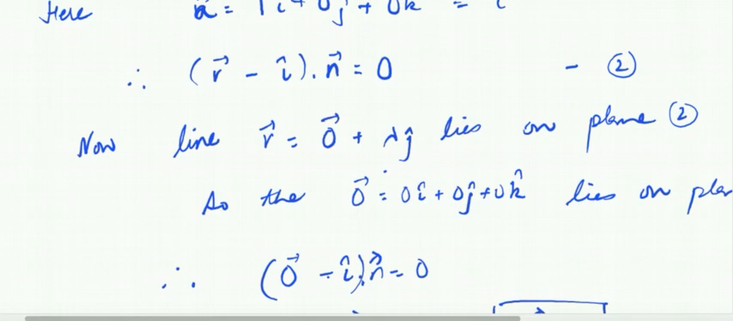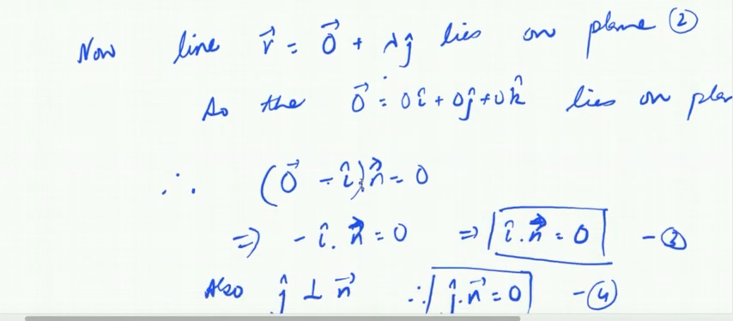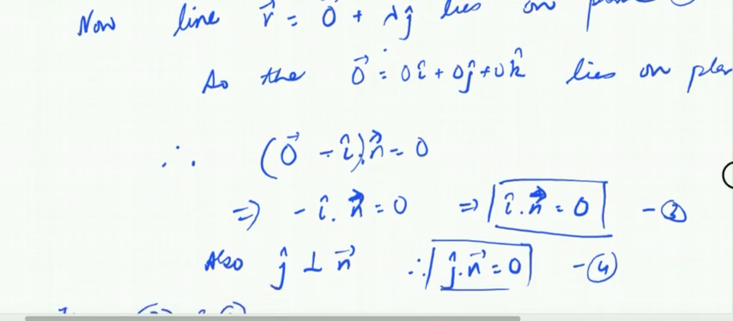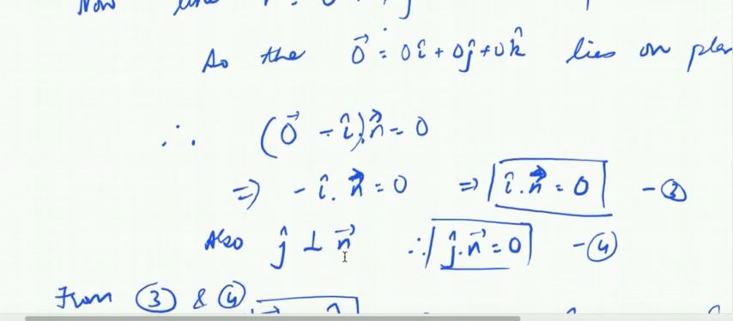So it becomes minus i cap dot n vector equal to 0. So we get this equation. Also, unit vector j is perpendicular to n vector because the line lies on the plane. So the normal vector to the plane is going to be perpendicular to the direction vector of the line. So j cap dot n vector is equal to 0.